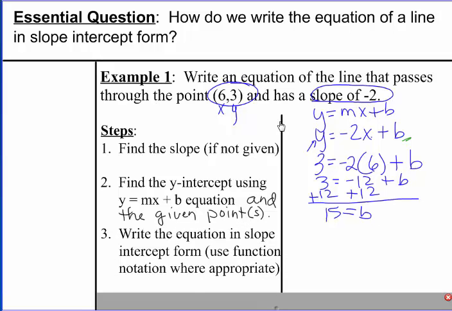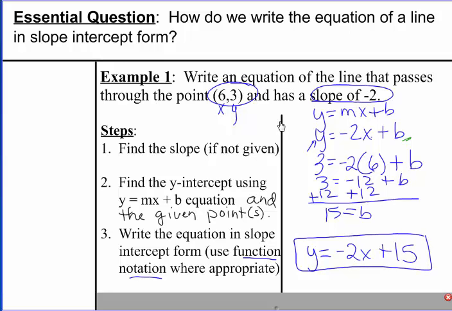equation in slope-intercept form. A little bit later, we're going to talk about function notation and when you should write the equation in function notation. In this particular case, it's perfectly okay to just write it as y equals -2x plus 15. But sometimes we will have to go back to the function notation, which is just changing your y to f of x. And so we'll talk about that when we get there.